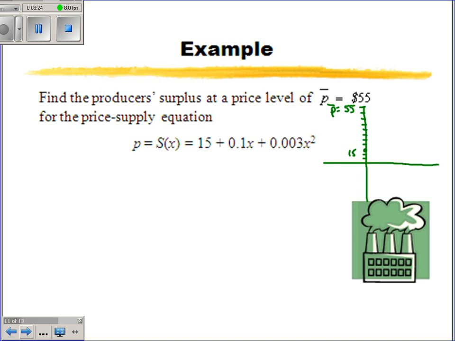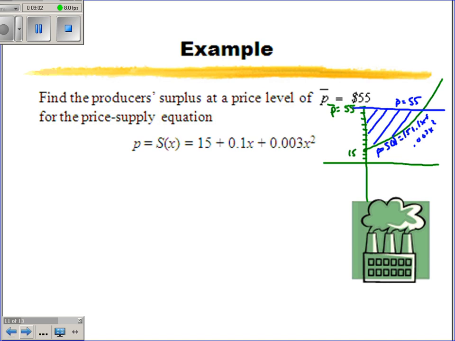Okay. So now let's just say that the parabola was opening upward like this. And what we want to find is the area between this line, P equal to P bar, which is 55, and then this price-supply equation, the S of X, or P, equal to 15 plus 0.1x plus 0.003x squared. And we're looking for this producer surplus. That's the extra money the producers are getting that were willing to sell at a lower price.